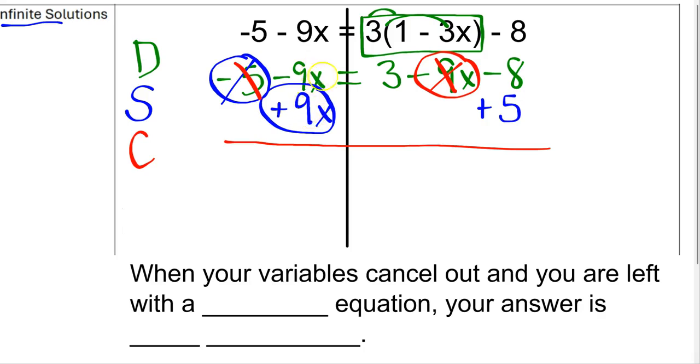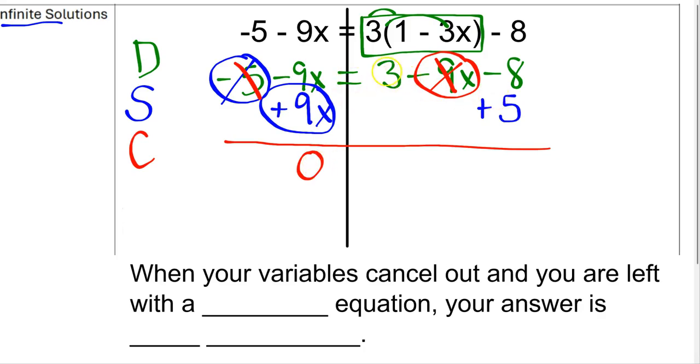-9x plus 9x. These cancel out, so this is actually going to be equal to 0. So I have 0 on the side, right? The -5 I'd already moved. These two, I have 9 negatives and 9 positive x's. They cancel out. 0.